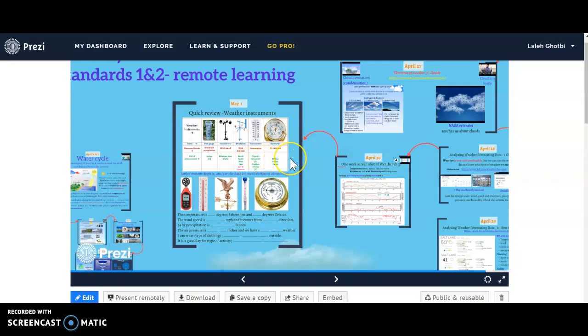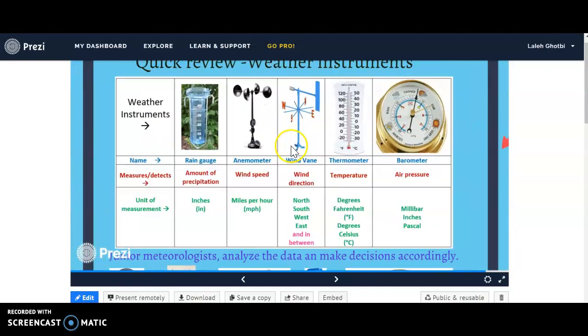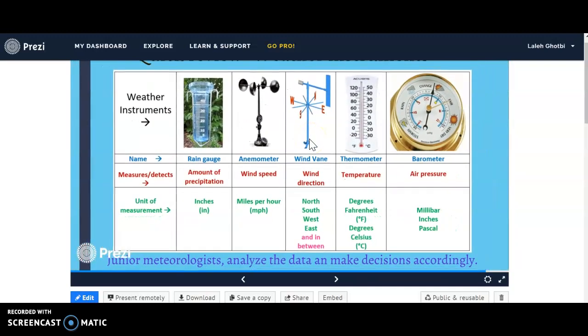Hello friends, today is the last lesson on this Prezi and the last lesson of your weather unit for 4th grade. Next week we are starting on severe weather conditions. Let's go over the slide for today's lesson.